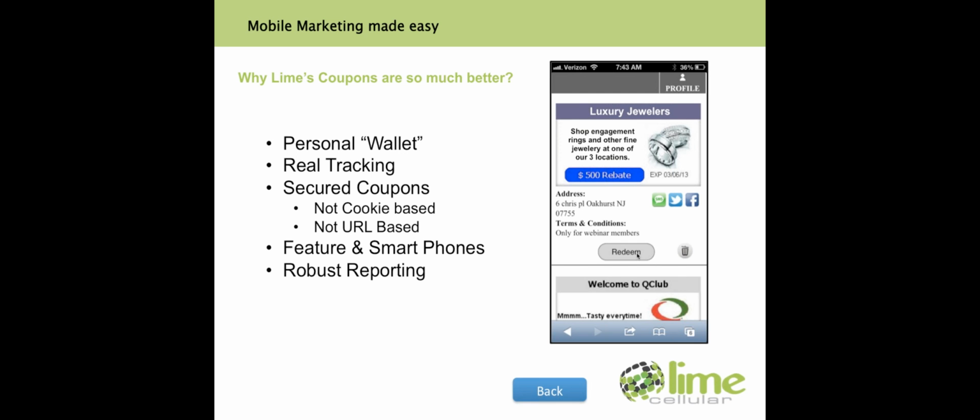So if I'm at the pizzeria, I would click redeem, show it to the waitress, the cashier, whoever is going to take the coupon, and then that's it. In a couple of minutes, it'll disappear from my phone. And you guys can run reports on open rates, deletion rates, as well as redemption rates. You can also add scannable barcodes on each one if you want. It's completely up to you.